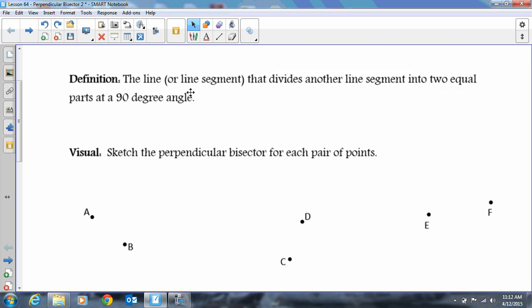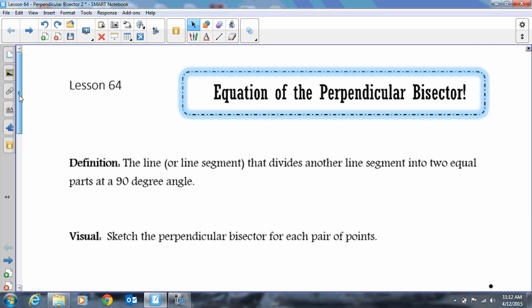It's the line or line segment that divides another line segment into 2 equal parts at a 90-degree angle. So what you need to remember about the perpendicular bisector is that it is perpendicular and it is a bisector. So these are 2 words that we should be familiar with. Perpendicular, they create 90-degree angles. Bisector, it goes and forms 2 congruent segments.